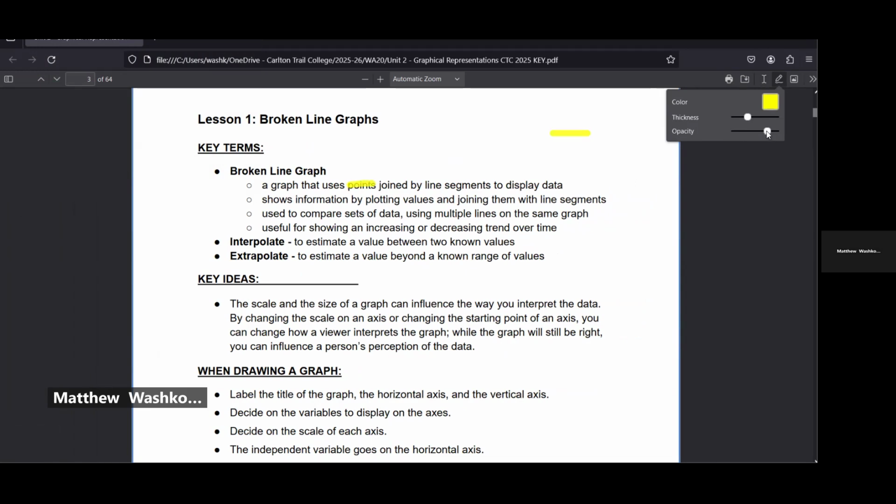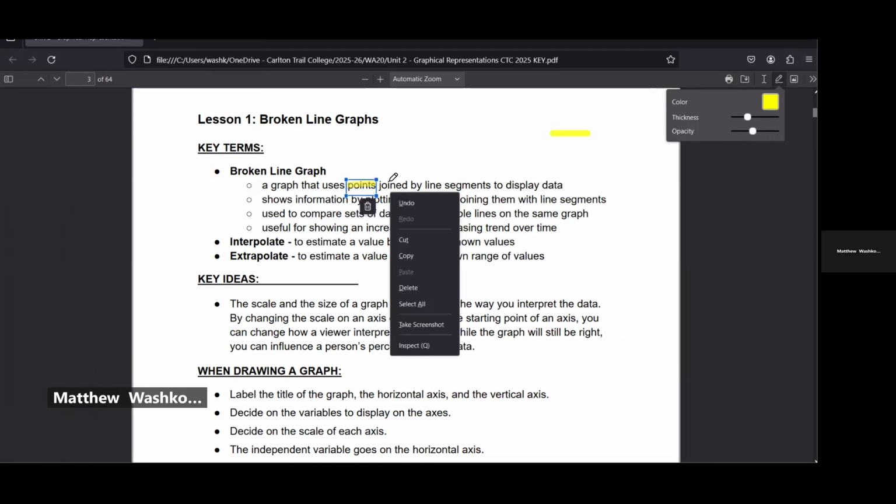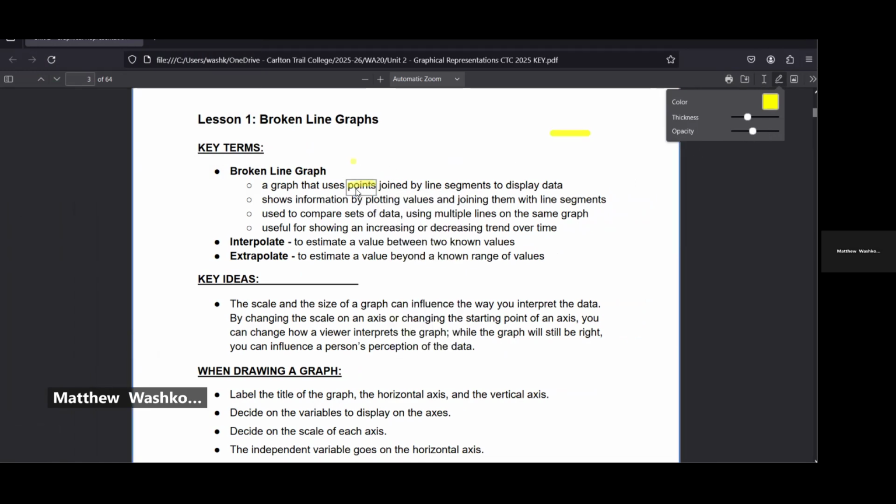We're going to start out with a broken line graph. This uses points that are joined by something called legs, line segments. Again, we'll cover it all. This shows the information by plotting the values and joining them together, right? So it's literally plot the dots, connect the dots. It's a game of connect the dots in a graph.